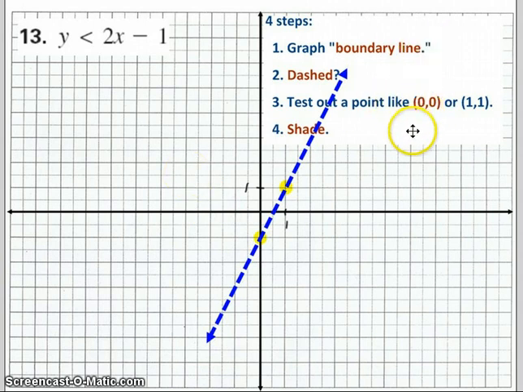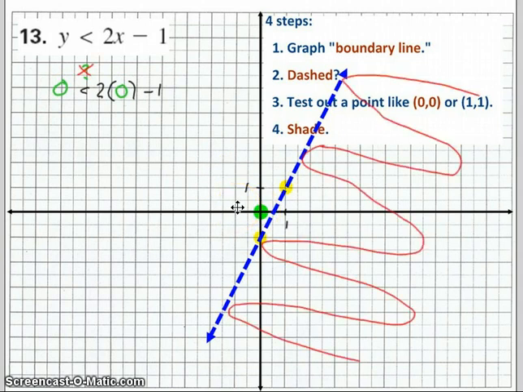Okay, the next step, I should test out a point. Well, as I say, 0, 0 is often good. It's often an easy set of coordinates to work with, and here clearly 0, 0 is to the left of this, left and above this dashed line. So I plug 0, 0 into my inequality, and I ask myself with a question mark here, is it true that 0 is less than 2 times 0 minus 1? So work it out. 2 times 0, that's 0. 0 minus 1, well, minus 1 is not greater than 0. So this is on the wrong side. That means I shade the other side, and I am done here.